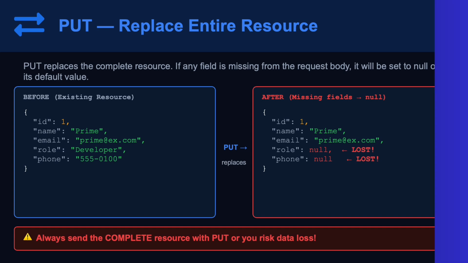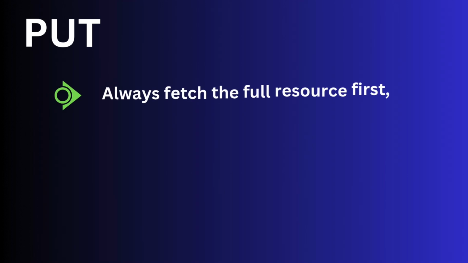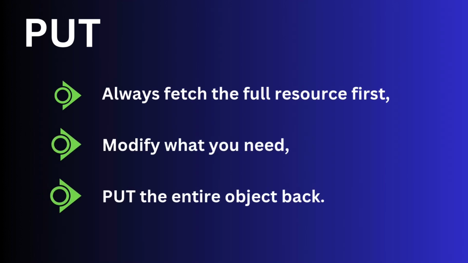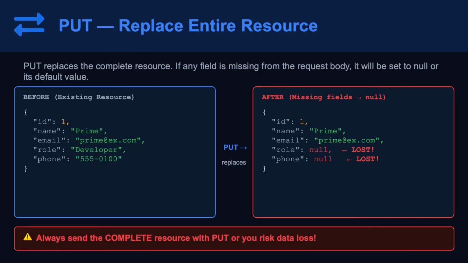The golden rule for PUT: always fetch the full resource first. Modify what you need, then PUT the entire object back. Never PUT a partial payload.